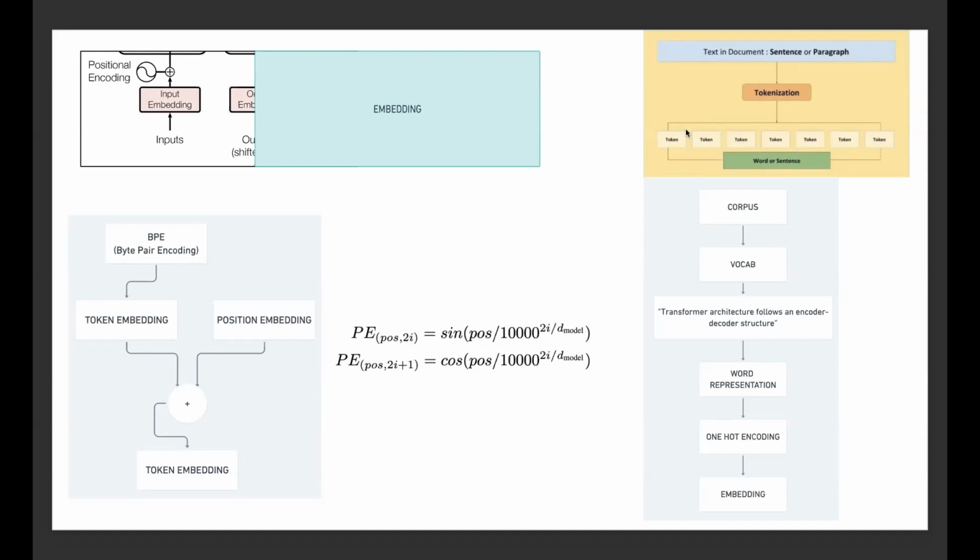But say now we have an input sequence, right? And let's keep this to NLP. So let's say we have some sentence that we want to classify. So the sentence that you see here is "transformer architecture follows an encoder decoder structure". Now this sentence somehow needs to go into this transformer in some numerical representation.